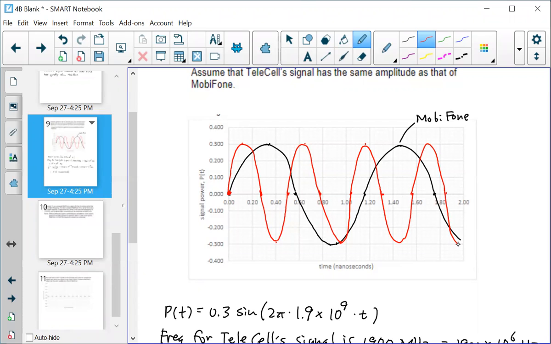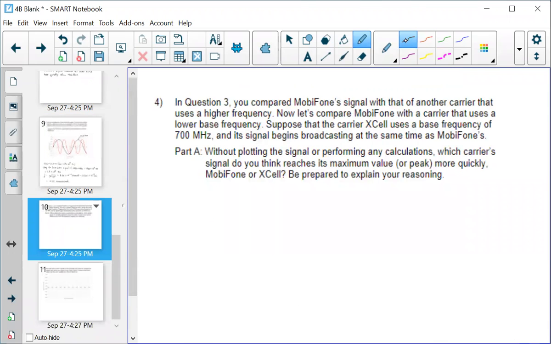Okay, let's go to the next question. Question 4. In question 3, you compared Mobiphone signal with that of another carrier that uses a higher frequency. Now let's compare Mobiphone with a carrier that uses a lower base frequency. Suppose that the carrier Xcell uses a base frequency of 700 megahertz, and its signal begins broadcasting at the same time as Mobiphone. Part A, without plotting the signal or performing any calculations, which carrier's signal do you think reaches its max value or peak more quickly? Mobiphone or Xcell?